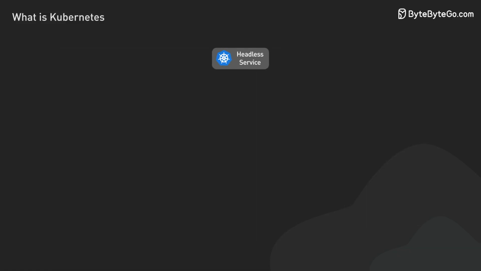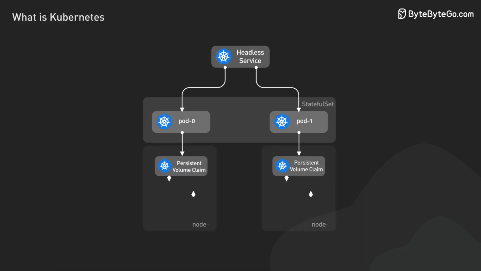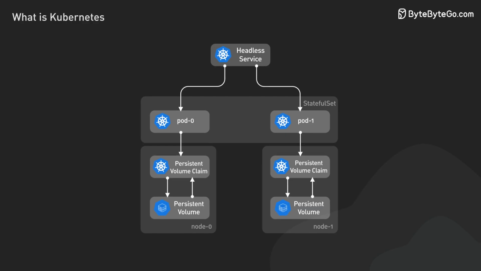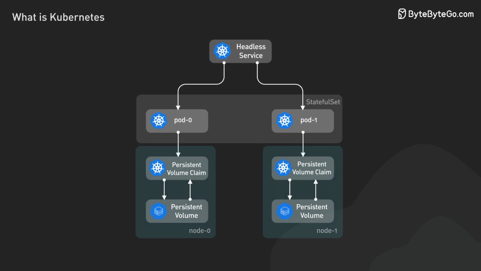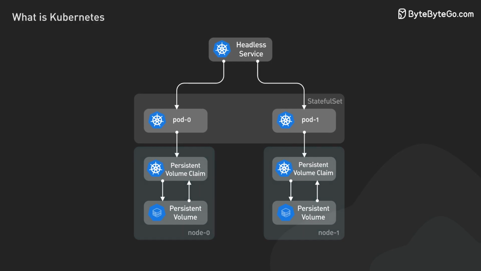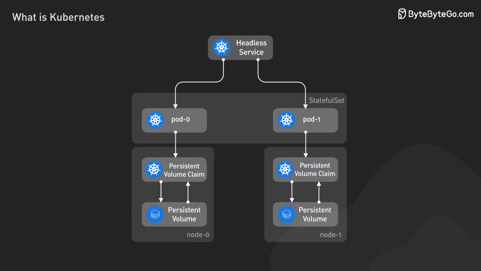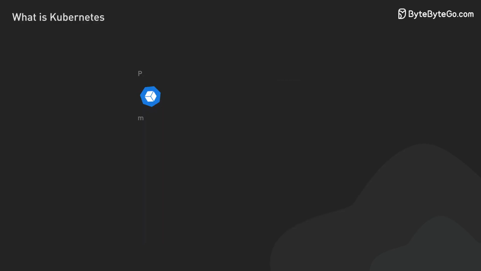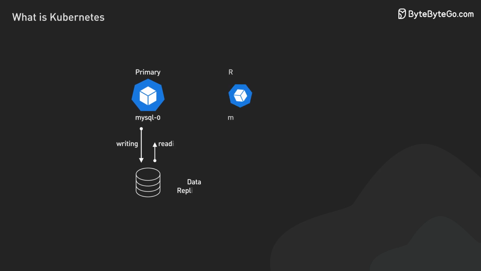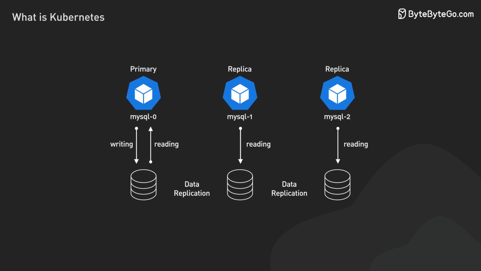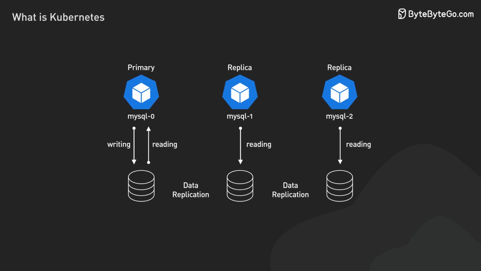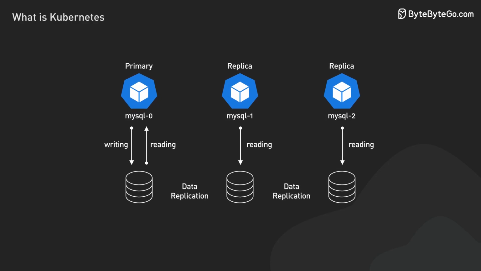For stateful applications like databases, Kubernetes provides StatefulSets. These build upon the functionality of deployments, but offer additional features tailored for applications that require persistent storage and careful management of data consistency across replicas. While a StatefulSet offers a way to manage stateful applications like databases within Kubernetes, setting up and operating databases in Kubernetes can be complex and require specialized knowledge.